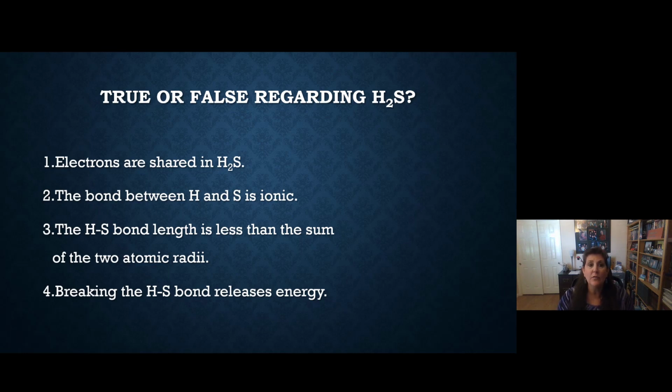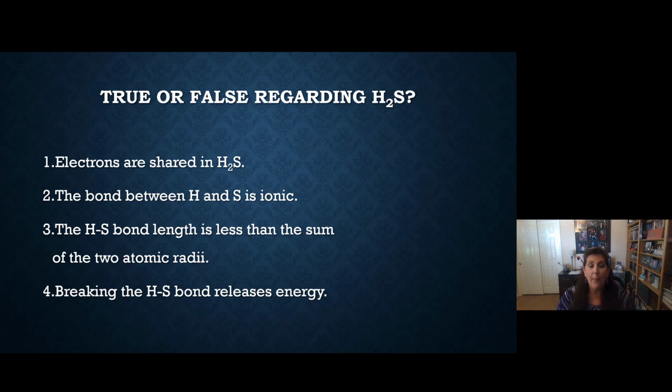So I'm ready to give you some true-false questions regarding the compound H2S. Think about the elements H and S and what kind of elements they are. Number one, electrons are shared in H2S. Are they shared, or do we have a metal transferring electrons to a nonmetal? So electrons are shared, true or false? That's true, right? Yeah, that's true.